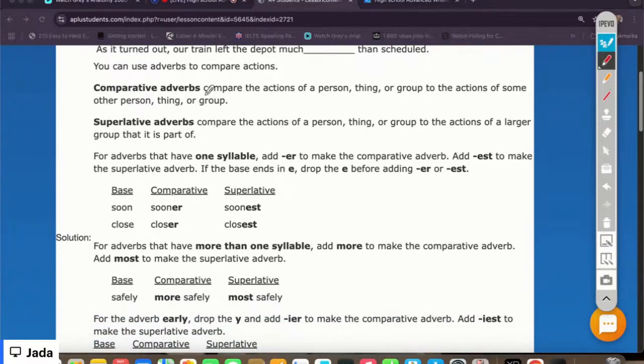All right, so basically, you can use adverbs to compare actions. So we have comparative adverbs and superlative adverbs. The comparative compares the action of a person, thing, or group to the action of some other person, thing, or group. So basically, comparative is comparing between one person and another, not a larger group, just between two persons. It could be me and you comparing between us. Then the superlative compares the action of a person, thing, or group to the action of a larger group that it is part of. So superlative is comparing with a larger group, not just one person or two. It's like a bigger group.